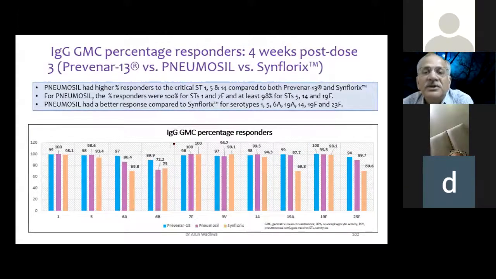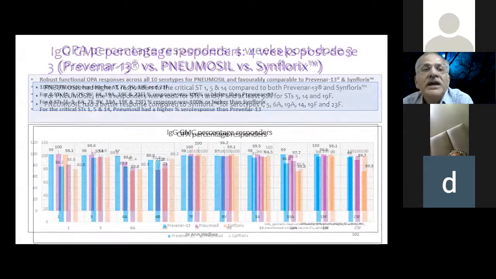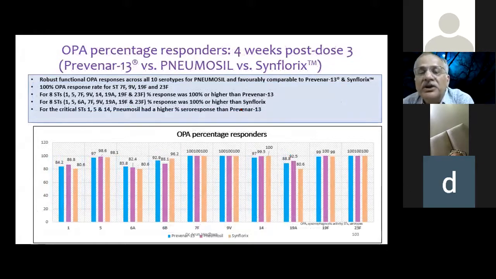And the GMC percentage responders were exactly the same in all the 3 serotypes except 19A, 6A in the old PCV10, which are not there, which is expected because it does not have the 6A, 19A, and the cross protection levels are low. These are the percentage of people who responded. Okay, so almost more or less the same.